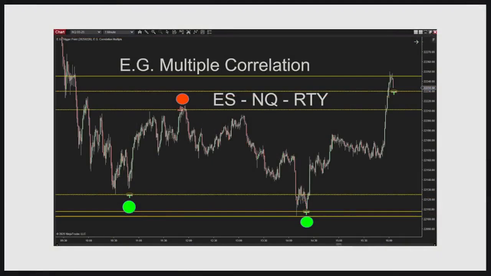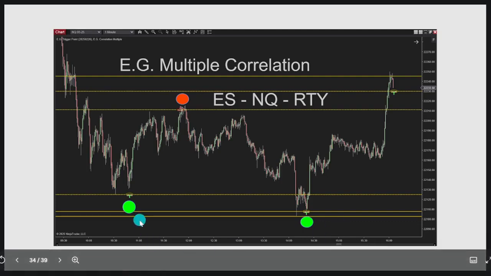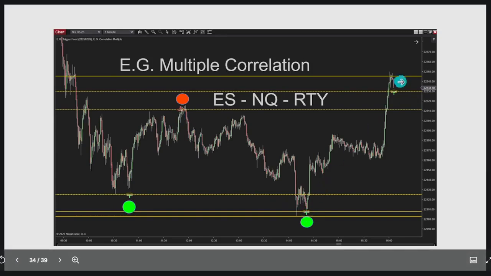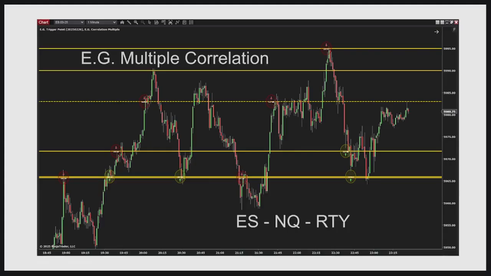So I spoke about multiple correlations. The indicator can also analyze 3 instruments at a time, ES, NQ, and RTY, to reduce the number of signals and to increase the quality of the signal. So you saw the long opportunity here. The order would not get filled, but a short, not lagging signal here, long signal, etc. So this is when analyzing ES, NQ, and RTY.